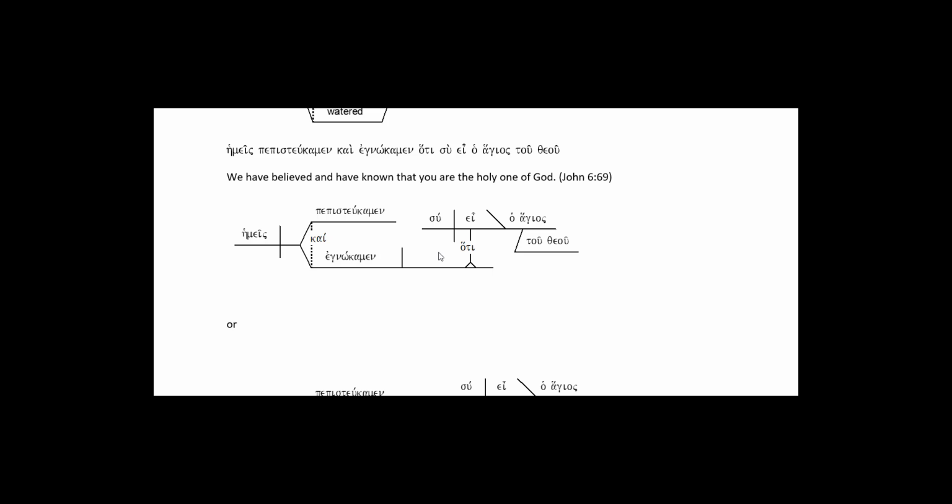Diagramming is forcing me to think, how is this clause functioning? Is it the object of believed? So could you say we have believed that you are the Holy One of God? Or is it we have known that you are the Holy One of God? Diagramming forces me to think through these things.